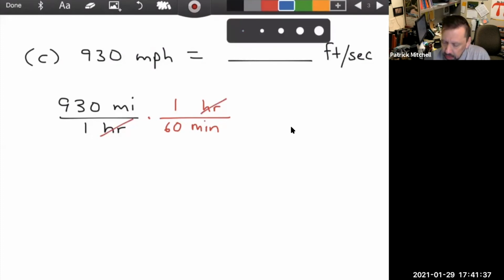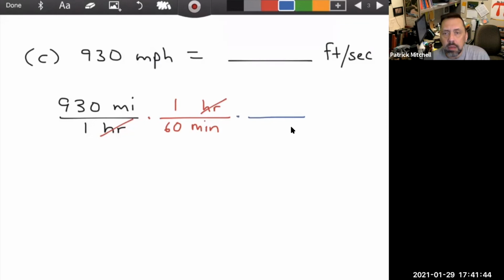All right, now I'm going to convert my minutes into seconds. Again, we're trying to get rid of minutes, so I'm going to put the minutes unit in the top over here. And there are 60 seconds in 1 minute. Okay, so now the minutes are going to drop out. I started with miles per hour and now I've got it in miles per second. So we're most of the way there.